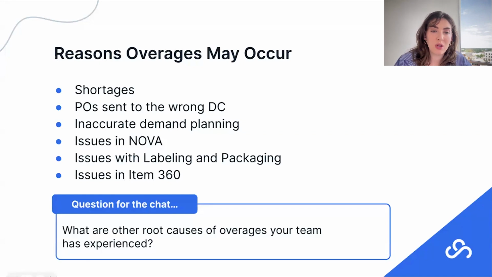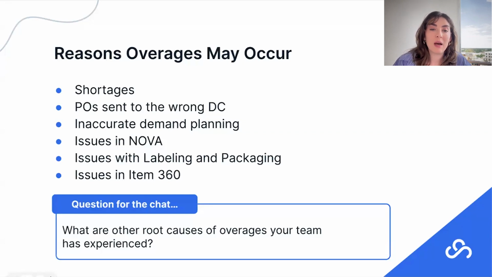Another is issues in Nova. I talked about Nova. That is the order validation system and editing tool, cancellation tool for not import suppliers, but the majority of Walmart suppliers who are using Retail Link. We do have a webinar on that and some articles, so we can send those over. That's where you do manual generated POs rather than system generated.